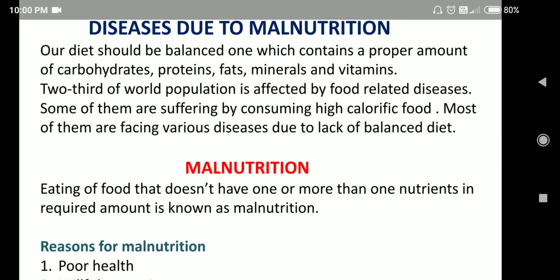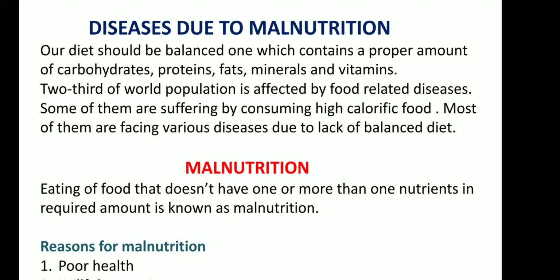Now, what are diseases due to malnutrition? Our diet should be a balanced one. That means it should contain a proper amount of carbohydrates, proteins, fats, minerals, and vitamins. But two-thirds of our world population is affected by food related diseases.